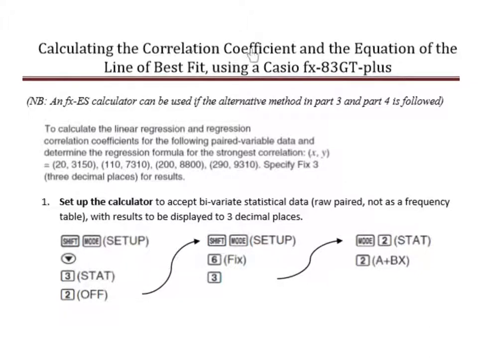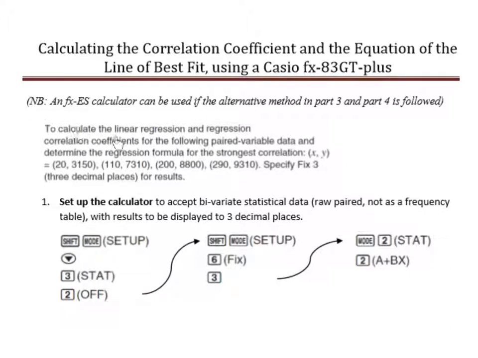Calculating the correlation coefficient and the equation of the line of best fit using a Casio FX-9860GIII calculator. NB. An FX ES calculator can be used if the alternative method in parts 3 and 4 is followed.